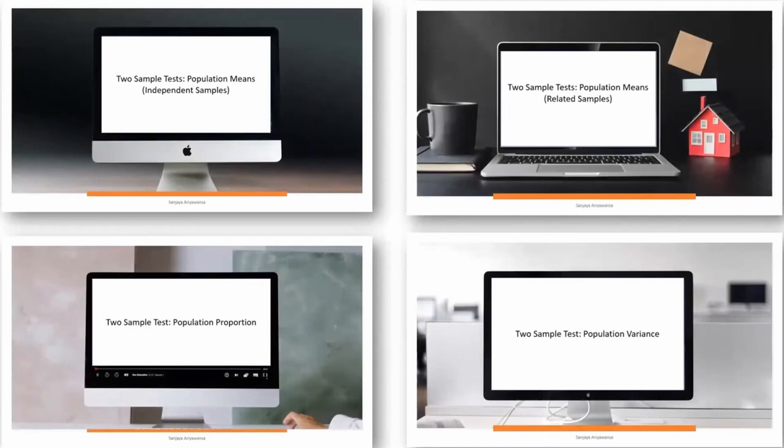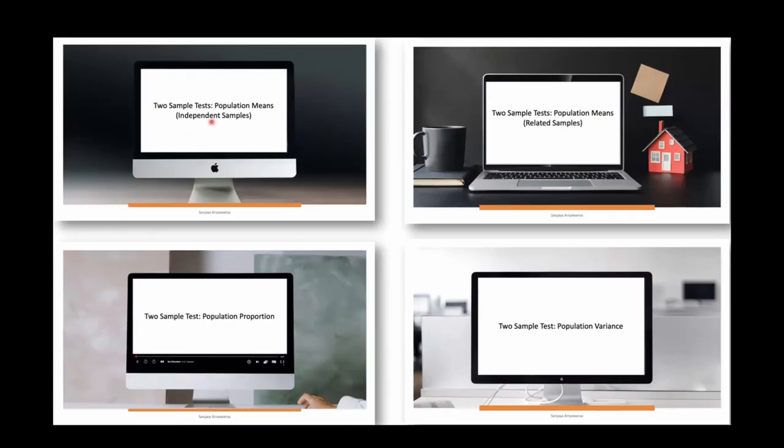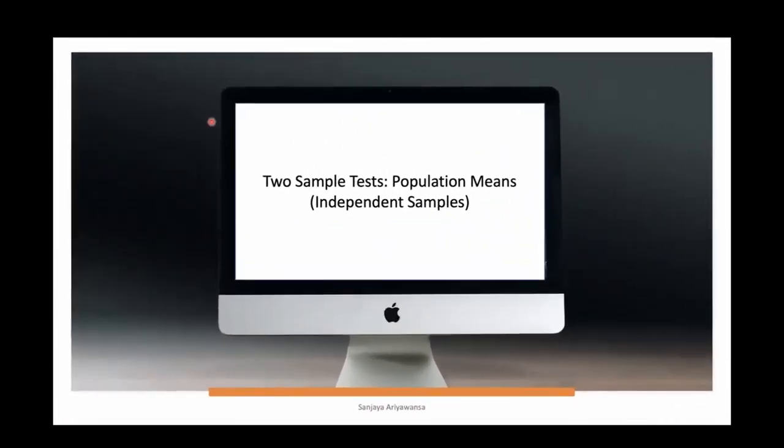So accordingly, we have structured this lesson into 4 areas. The first area we will be looking at two-sample tests for population means when the two samples are independent. Then we'll be looking at related samples. The third section will look at population proportion. And finally, the fourth section will look at population variance. So first we look at two-sample tests for population mean, when you have independent samples.